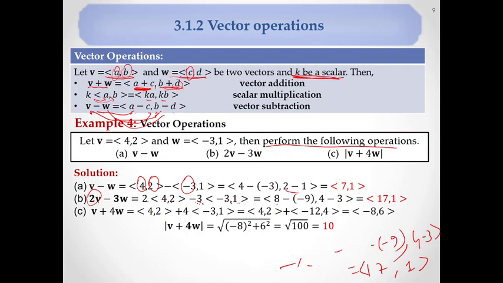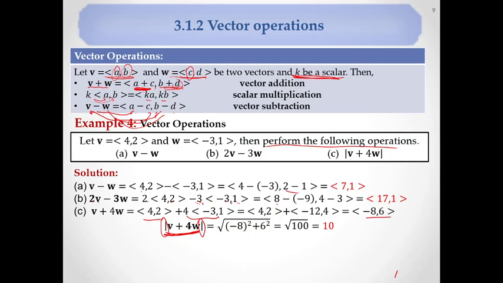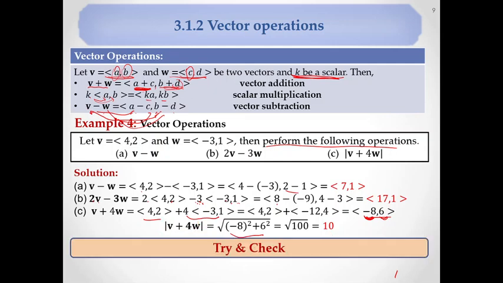And the same thing happens in the other one, v plus 4w. You can multiply with 4 and then add v. So you multiply these, then you add component-wise, and it will give you -8 and 6, but we take the magnitude. So this notation for the vectors means the magnitude. And how do we calculate the magnitude? We take the square of the first component and the second component, add them, and then take the square root, so the magnitude will be equal to 10.